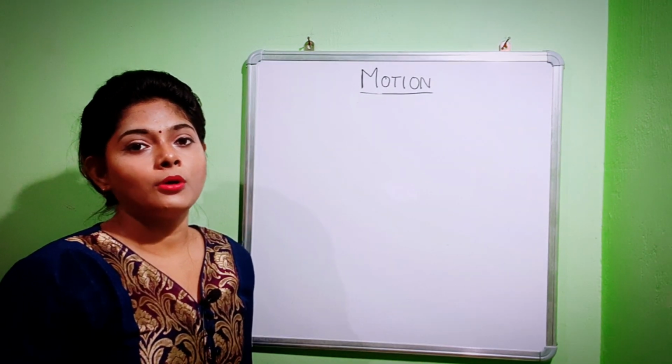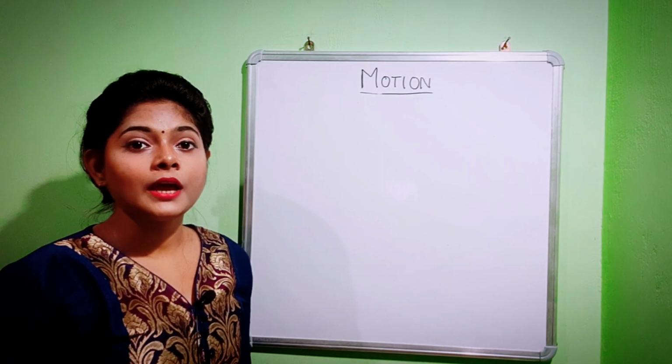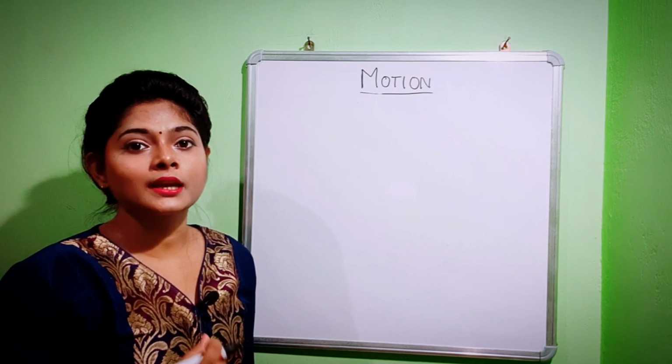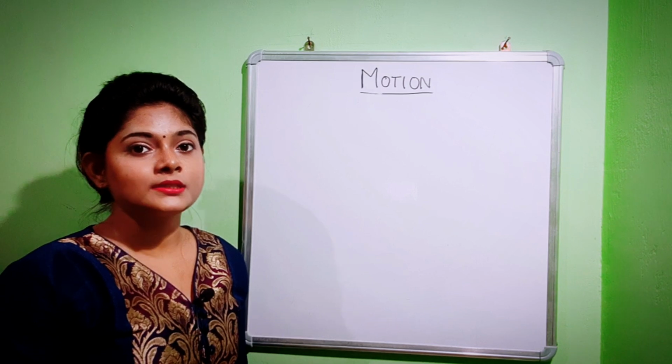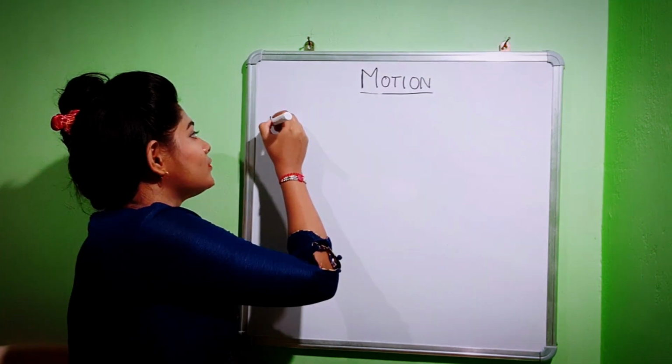Now we will study about the types of motion. We have already studied about this in class 7th. So now we will recall it once again. So the first type is rectilinear motion.